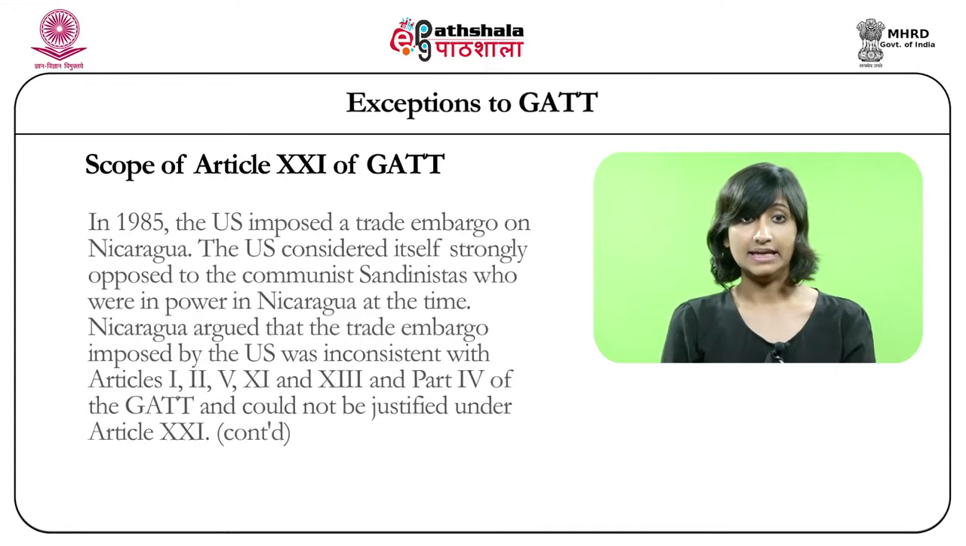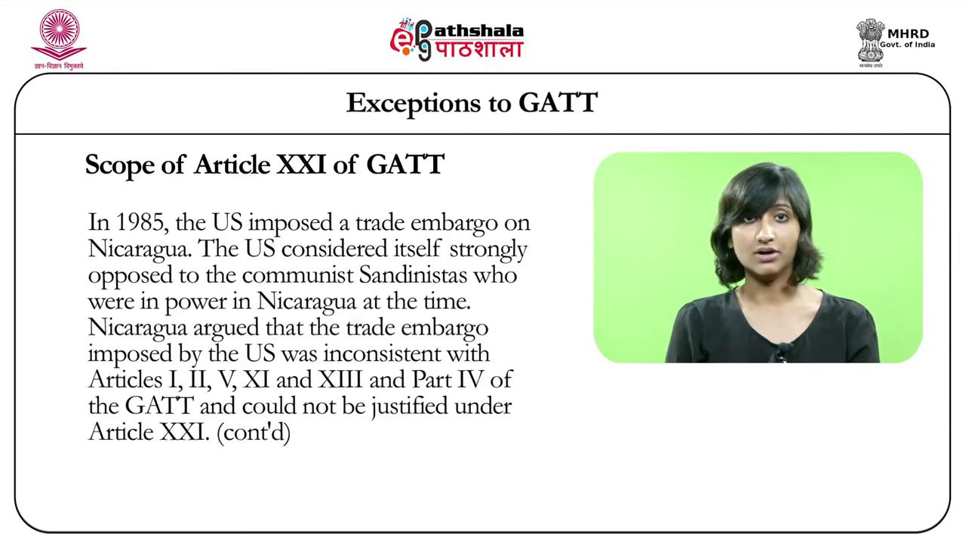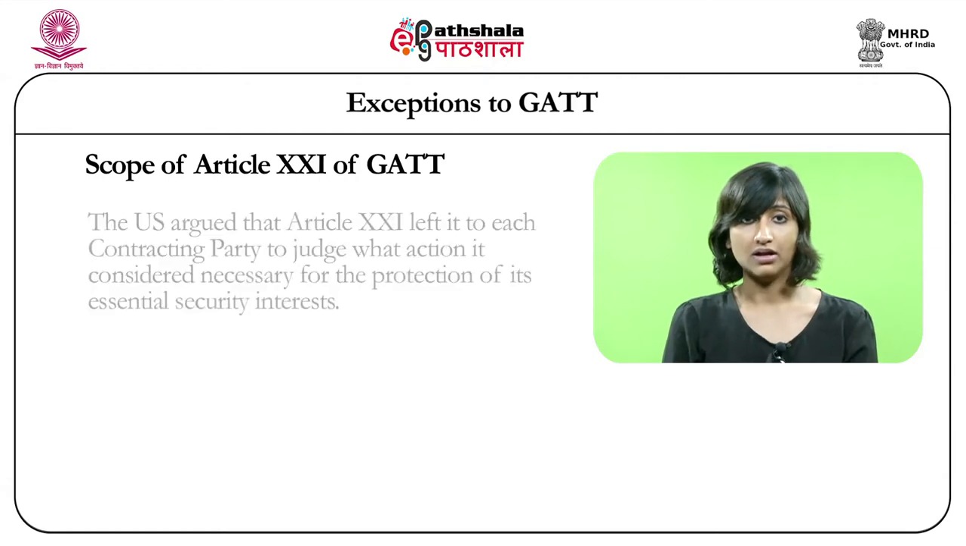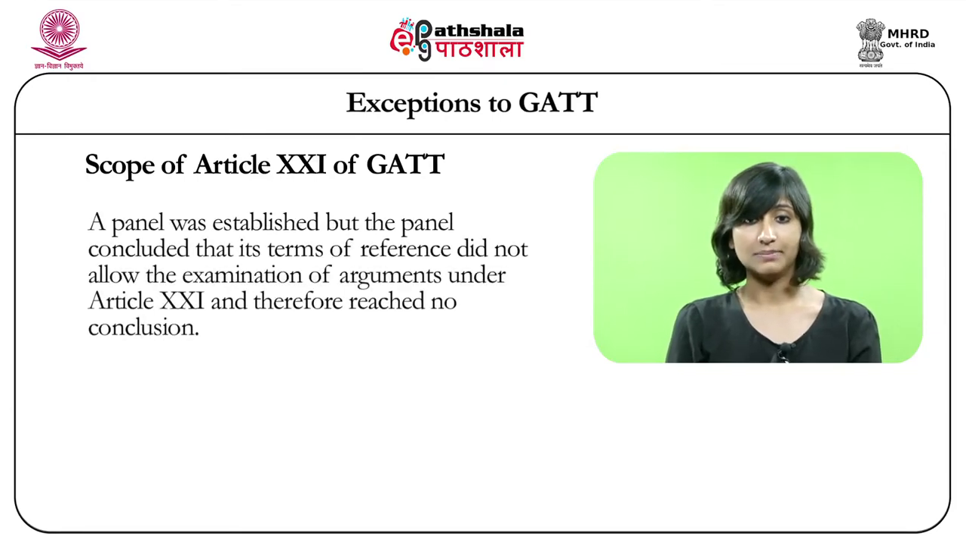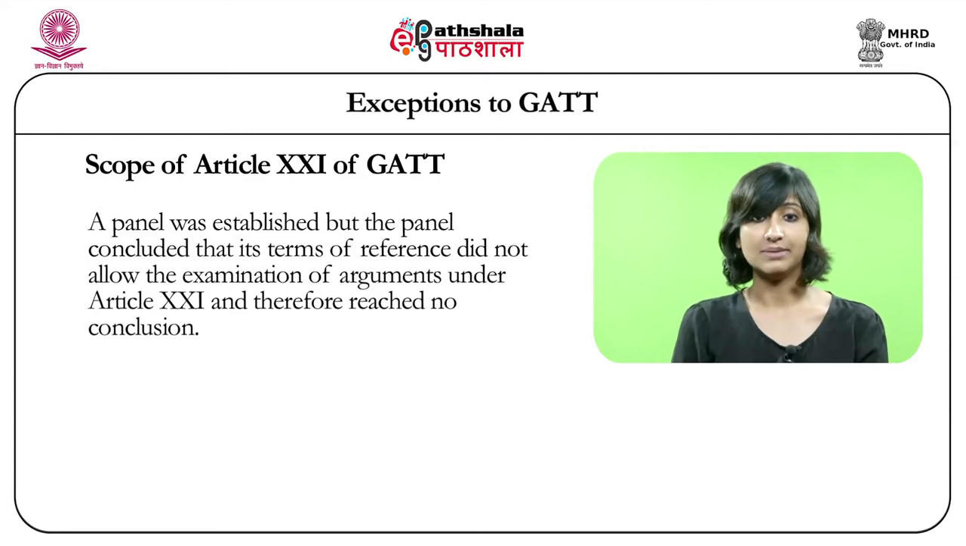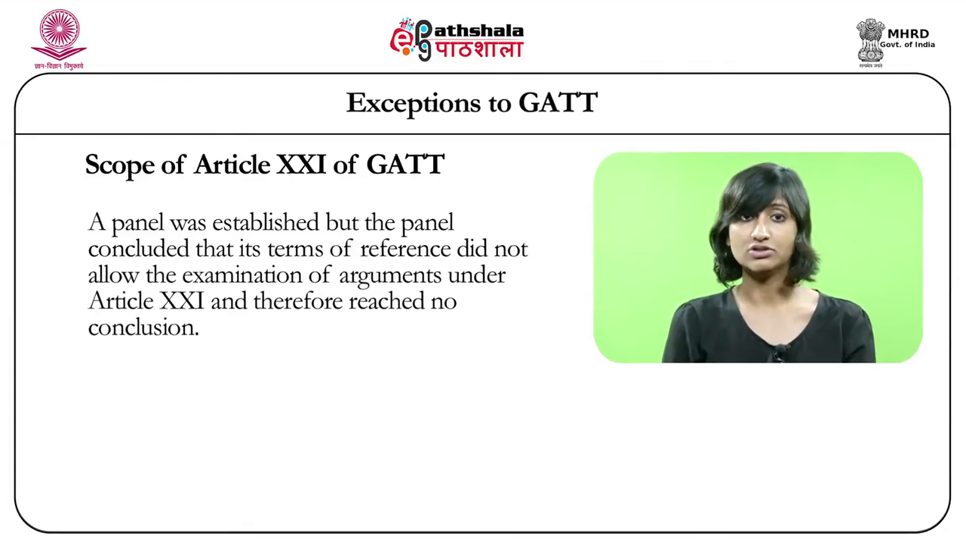In 1985, the US imposed a trade embargo on Nicaragua. The US considered itself strongly opposed to the communist Sandinistas who were in power in Nicaragua at the time. Nicaragua argued that the trade embargo imposed by the US was inconsistent with Articles 1, 2, 5, 11, 13, and Part 4 of GATT and could not be justified under Article 21. The US argued that Article 21 left it to each contracting party to judge what action it considered necessary for the protection of its essential security interests. A panel was established, but the panel concluded that its terms of reference did not allow the examination of arguments under Article 21 and therefore reached no conclusion.